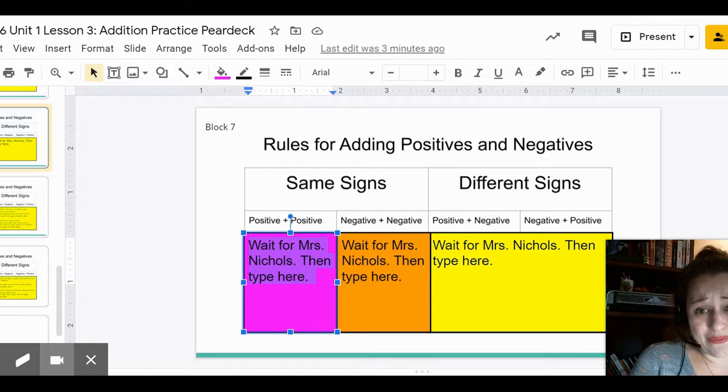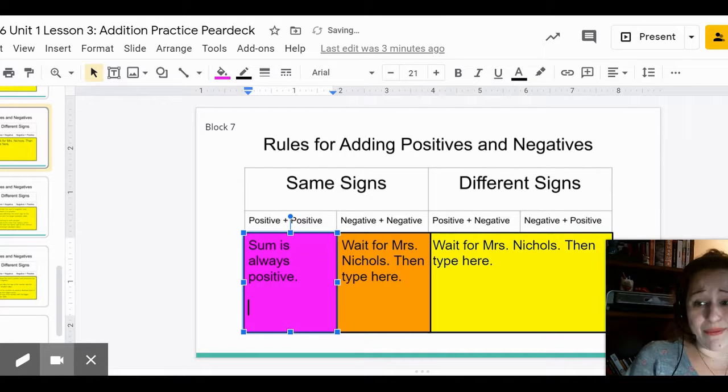And this makes sense, right? Because you learned how to add positive numbers before you knew about negative numbers, right? So just add the numbers. Perfect. That one's pretty straightforward.